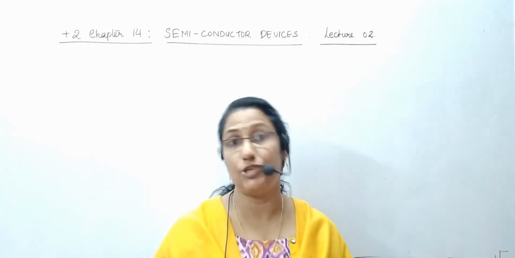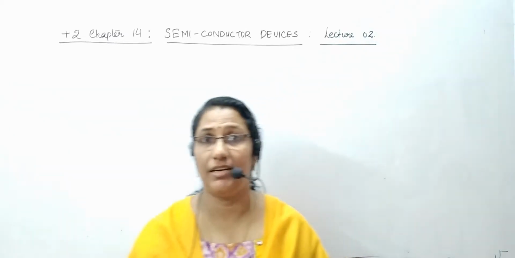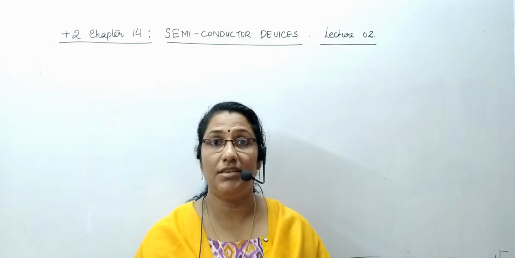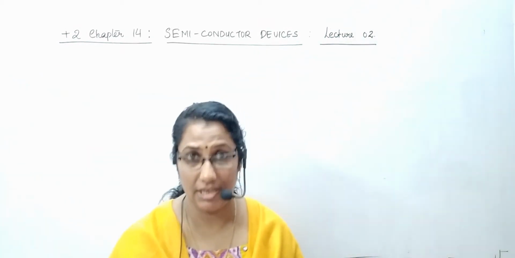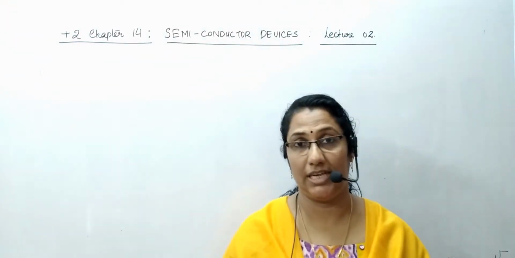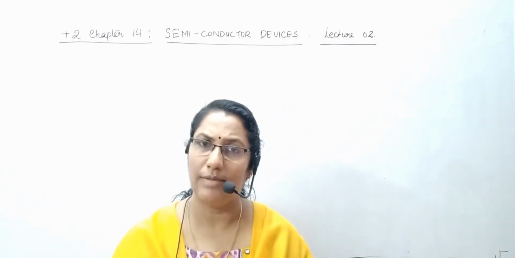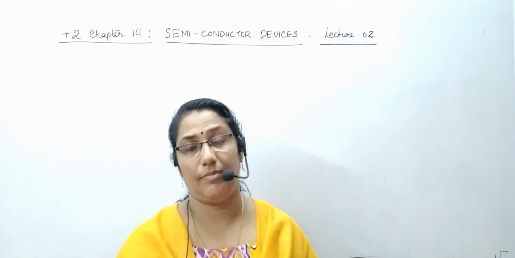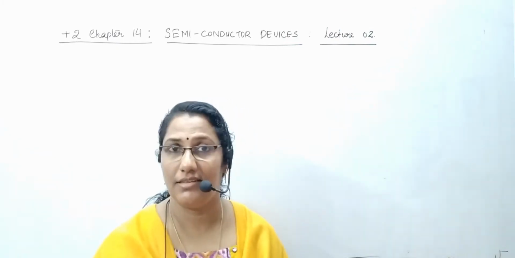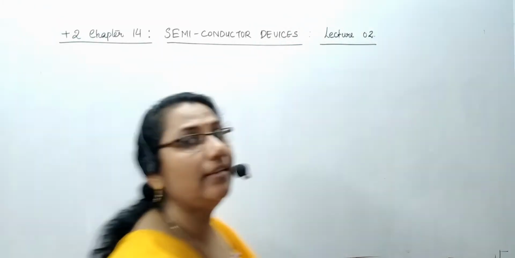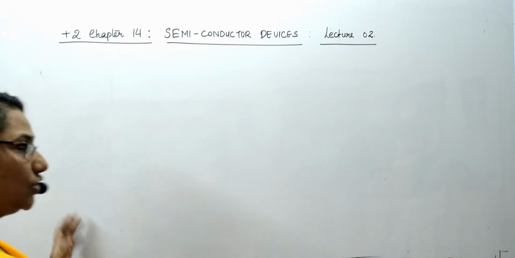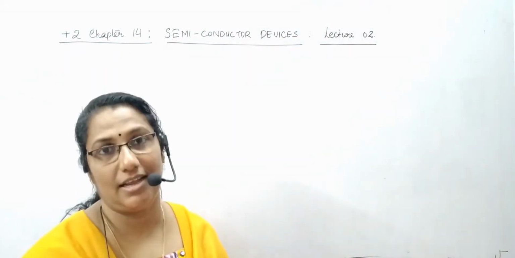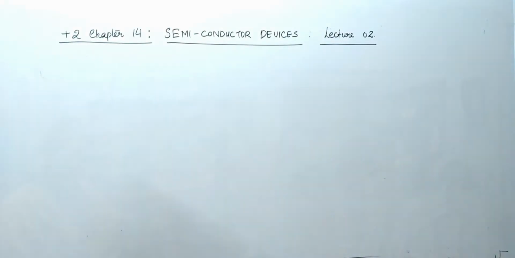We have discussed several types of semiconductors, for example elemental semiconductors, inorganic, organic polymer, etc. But throughout this chapter, we will discuss only the elemental semiconductor crystals, that is, silicon and germanium. Okay, so we are going to start our semiconductors.